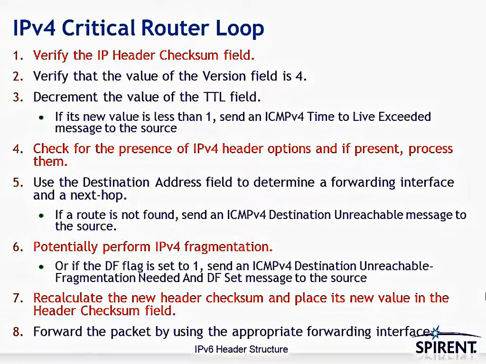It would also have to potentially perform IPv4 fragmentation, meaning the output MTU, maximum transfer unit, is smaller than the actual packet itself. Or if the DF flag was set to 1, it would have to send an ICMP destination unreachable, fragmentation needed and DF set message to the source. It would then have to recalculate a new header checksum and place its new value in the header checksum field. And finally, it would forward the packet by using the appropriate forwarding interface.